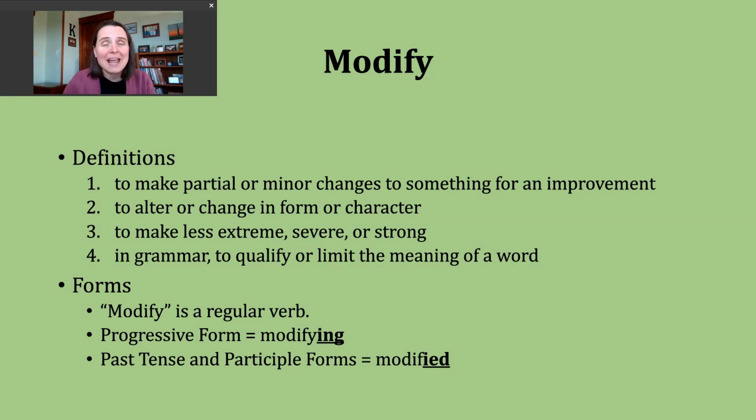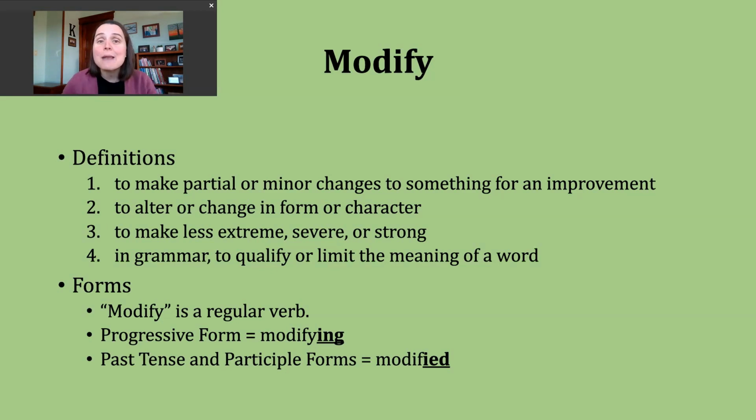Now, a fourth way you might hear modify used is very specific to grammar. So we use this word modify sometimes to describe certain words or phrases where we qualify or limit their meaning. I'll talk about that a little bit more later in the video. But for now, you should know that modify is a regular verb. To make the progressive form of this verb, all you need to do is add ing to form modifying.